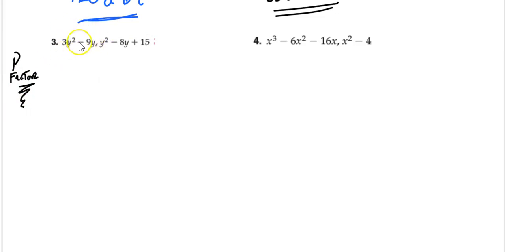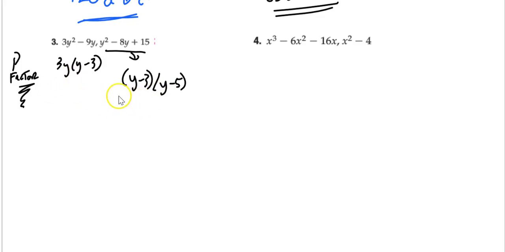Let's factor it out. Now, again, when there's only two things, this is what they have in common. They have a 3y in common. Right? They both have 3 and a y. This one, what two things multiply to get 15, but add to get negative 8? They both have to be negative 3 and negative 5. Right, so we prime factor basically the polynomials.